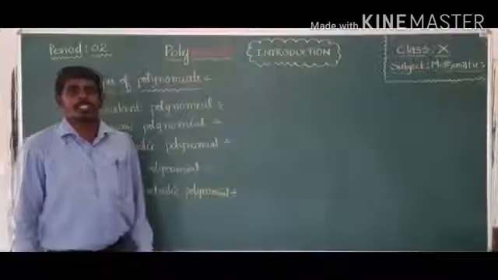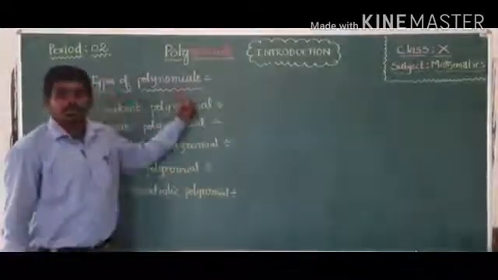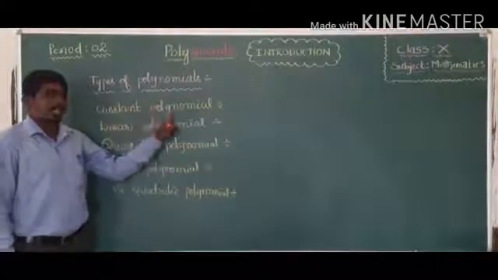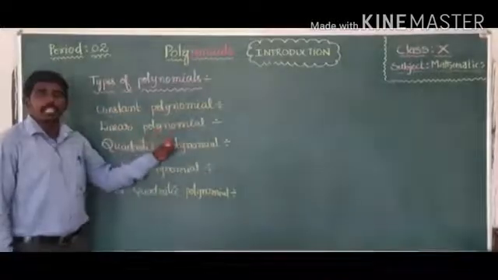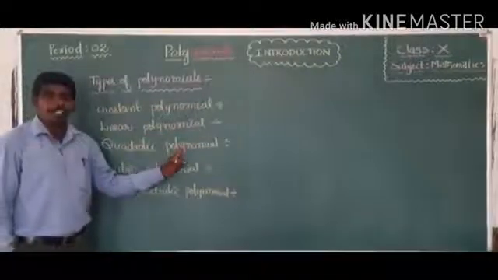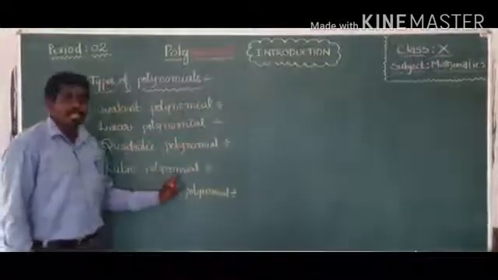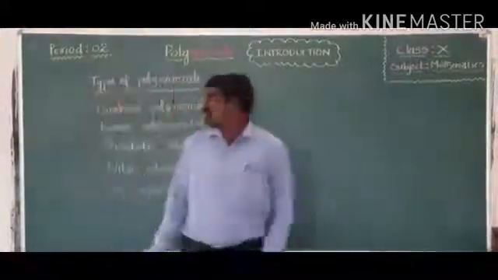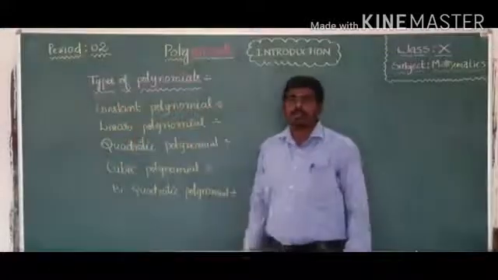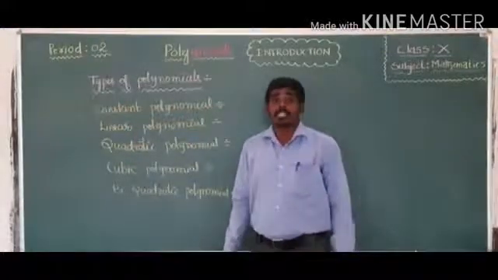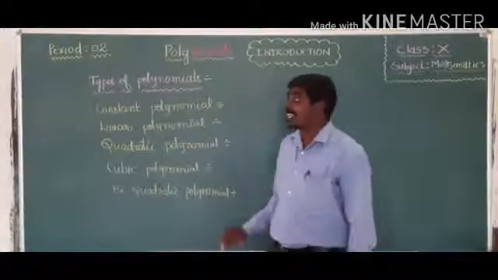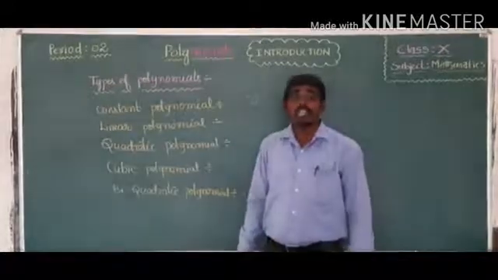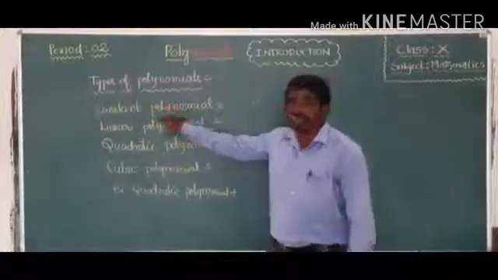Now we are going to discuss the types of polynomials. Some types of polynomials are there. First is the constant polynomial, second is the linear polynomial, third is the quadratic polynomial, fourth is the cubic polynomial, and fifth is the biquadratic polynomial. Now one by one we can discuss. First is the constant polynomial. If the degree of a polynomial is 0, then it is called a constant polynomial.